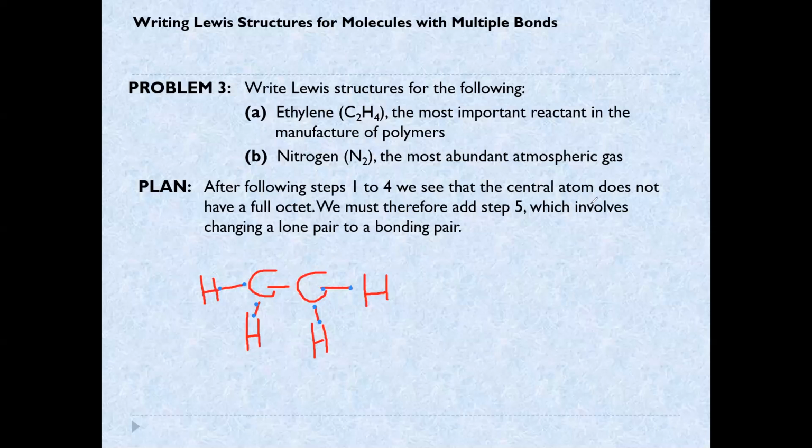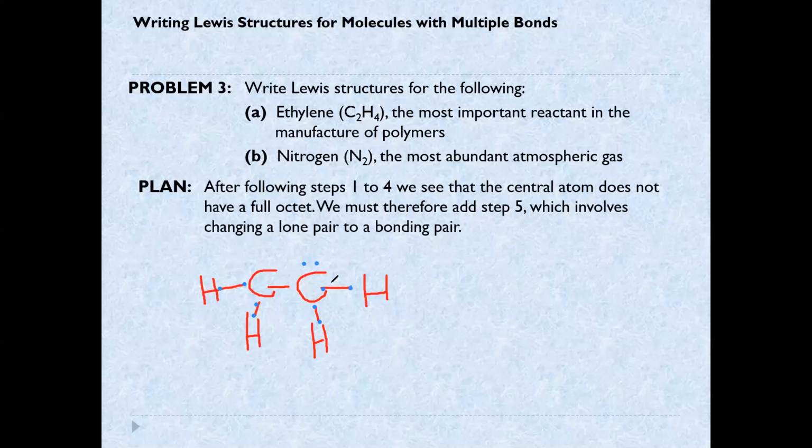If we put the 2 electrons here, this carbon will be happy. Let's count for this carbon: 1, 2, 3, 4, 5, 6, 7, 8. This carbon is happy. Let's look at this carbon: 1, 2, 3, 4, 5, 6. This is not happy. So what do we do?